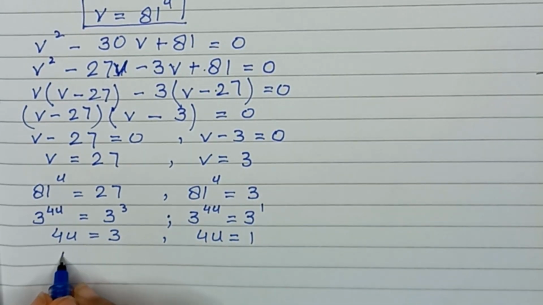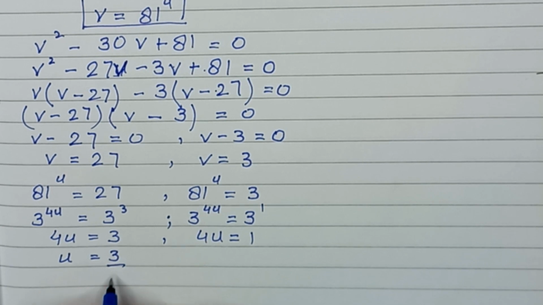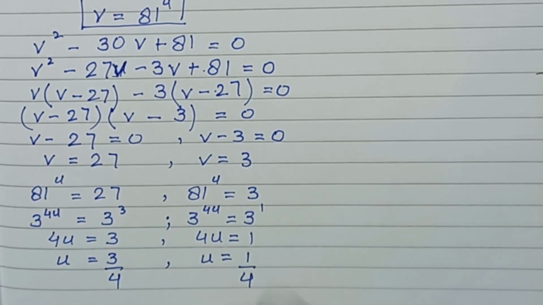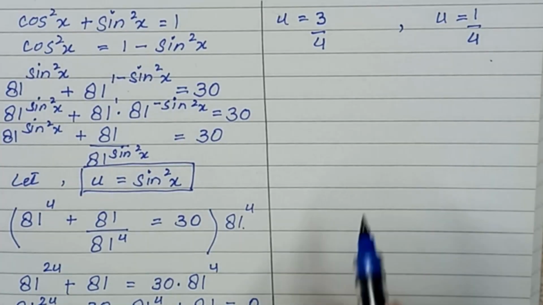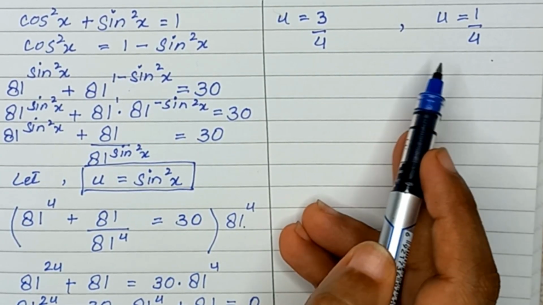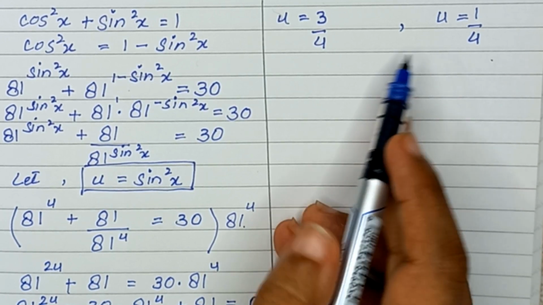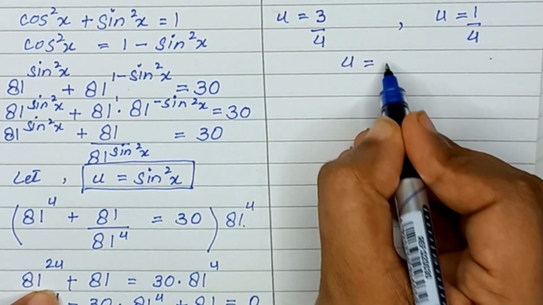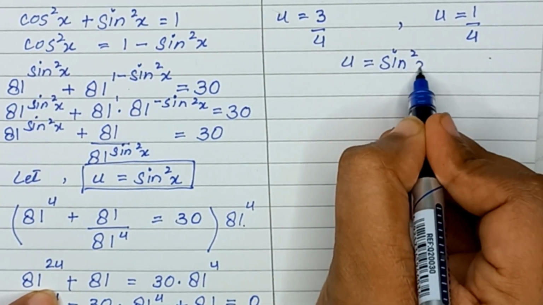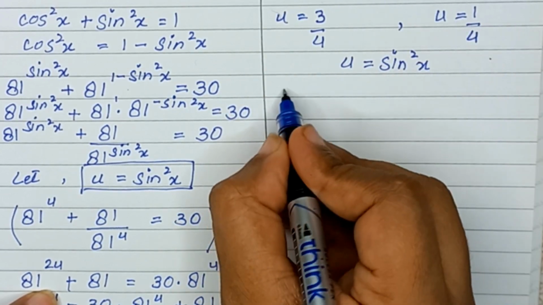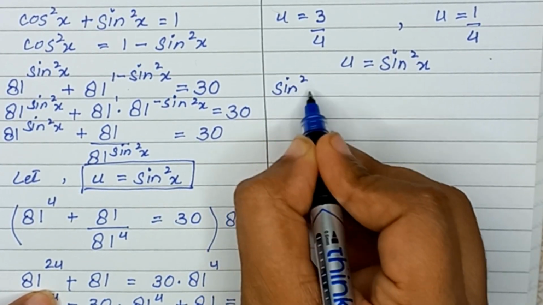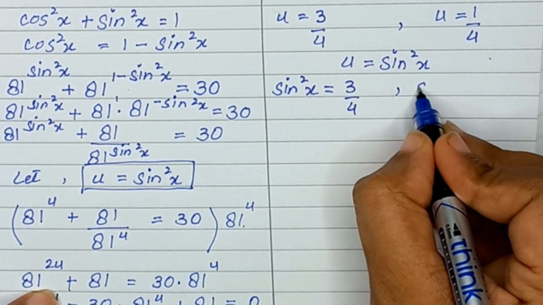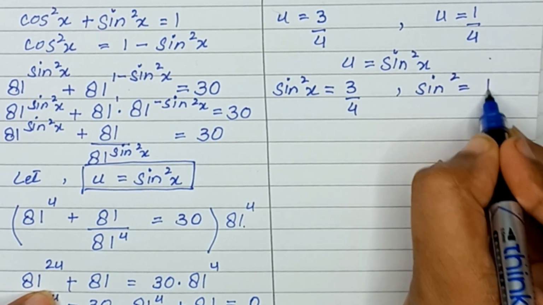So from here u is equal to 3 divided by 4, and here u is equal to 1 divided by 4. But if we recall that u is equal to sine square x, it will become sine square x is equal to 3 divided by 4, and sine square x is equal to 1 divided by 4.